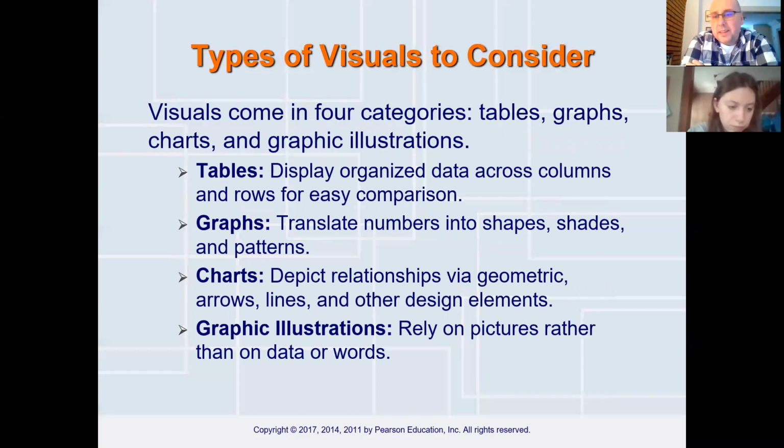They come in categories like tables, graphs, charts, and graphic illustrations. Tables are going to typically display organized data across columns and rows for easy comparison. And again, make sure that you can see a comparison across these that is at least stark in some way. And if you have to, go to the decimal place to try to make it look like there is more of a difference. You don't want a bar graph arranged in columns where it just looks like everything's damn near equal.